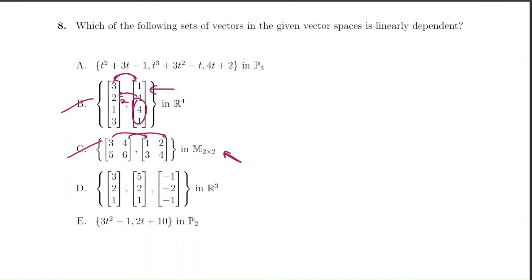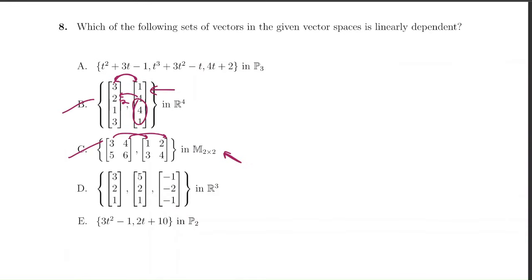This one, part A, you have t squared, then you have t cubed, and then you have 4t, with the highest degree of the expressions different in each. So you wouldn't be able to write them as linear combinations of each other because they're all different degrees. You can't write this expression in terms of these two because there's nothing to cancel out the t cubed or the 4t. So this is not linearly dependent.